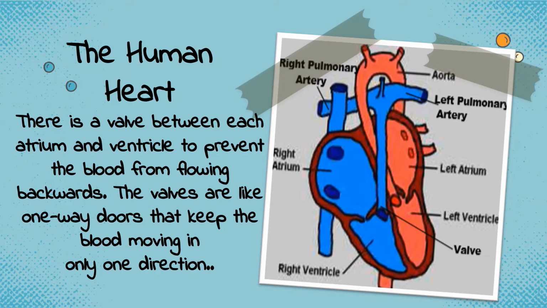There is a valve between each atrium and ventricle to prevent the blood from flowing backwards. The valves are like one-way doors that keep the blood moving in only one direction. Valves control movement of blood into the heart chambers and out of the aorta.